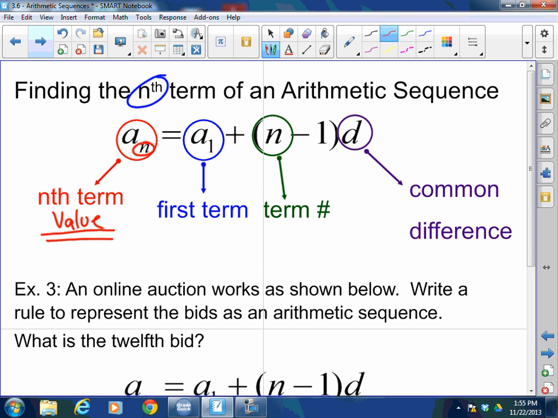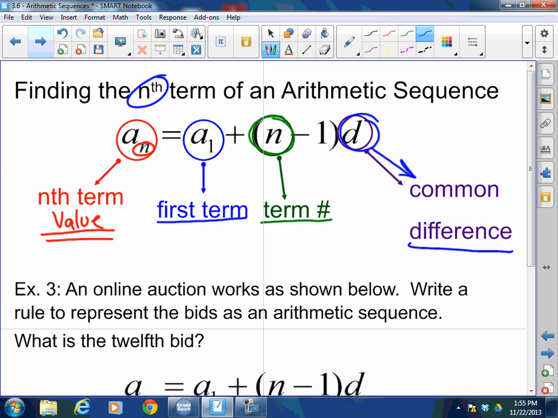a sub 1 is the first term of the sequence. n minus 1. The n here is the actual term number I'm looking for. If I'm looking for the 40th term, that's my n. And D is the common difference. Okay, D is my common difference, which we already talked about. And you find the common difference by taking the second term minus the first term. Is everyone kind of with me so far?